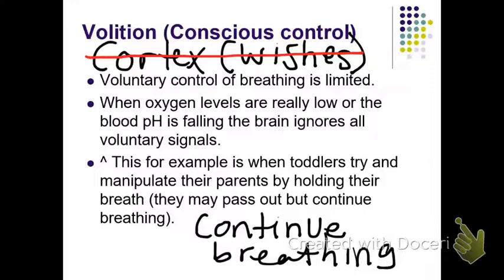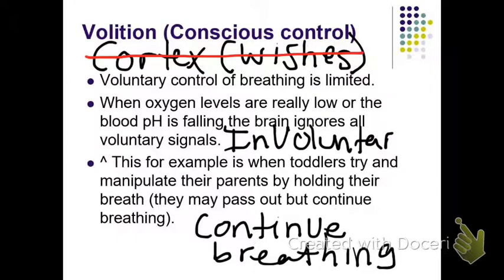Secondly, when the oxygen levels are really low and our blood pH is falling because we are holding our breath, the brain again ignores those voluntary signals, which deems the respiratory system as an overall involuntary system. We don't have to think and tell our brain to breathe for us. It already does it for us.